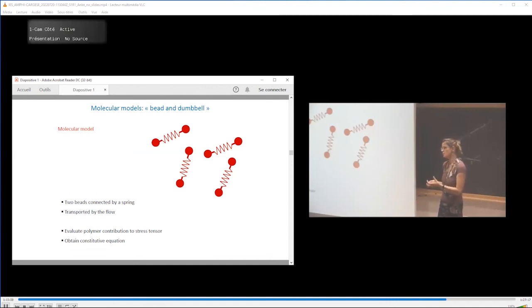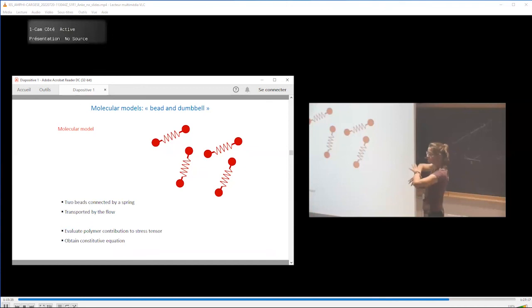I told you that for most of these complex fluids, we do not have a constitutive equation. But in some approximations, we can still do some modeling and build a constitutive equation. Many models of these flexible polymers are done with a bead and dumbbell model. You imagine two beads, transported by the flow and linked by a spring. The spring represents the elasticity of the fluid when you stretch it.